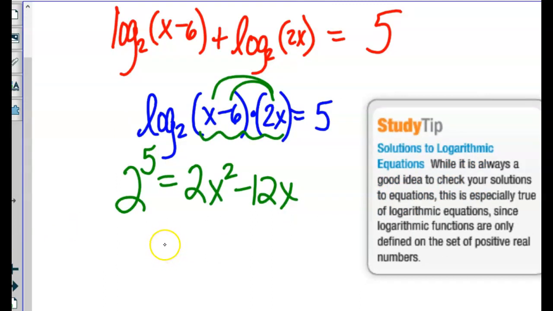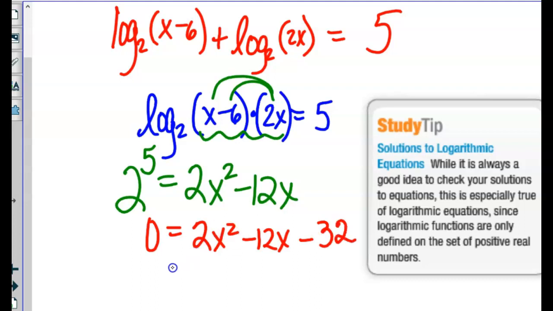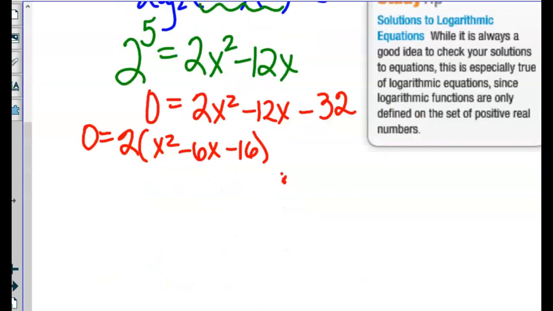What do we have to do? Get it equal to 0 first. 2x squared minus 12x minus 32? Okay, first thing we can do is take out a 2. X squared minus 6x minus 16. What are the factors of 16 that are going to help us? Do you see me trying to extend that page? It's not working. 0 equals what?